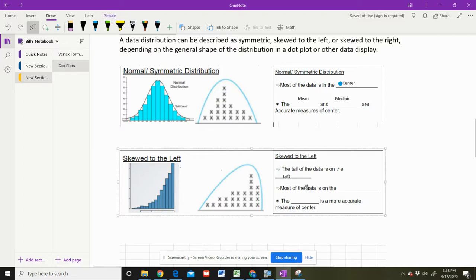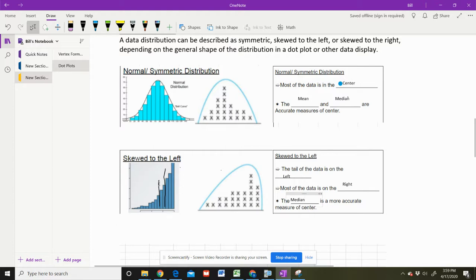Most of the data is on the right side. In this case, let's say our median would probably fall somewhere around here. Our mean is actually going to be more left than the median. So in this case, the median is the more accurate measure of center, because the median is always going to have 50% of the data above it, 50% of the data below it.